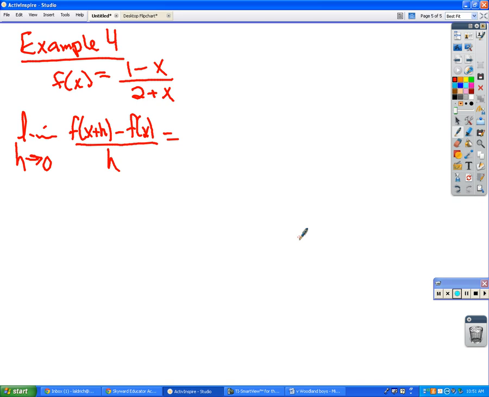All right, so f of x plus h is what? Well, because this isn't a polynomial, this is a rational function. Oh, I meant with polynomials, don't use the h. Okay, so f of x plus h is 1 minus x plus h over 2 plus x plus h, right? So that's easy to substitute in there.